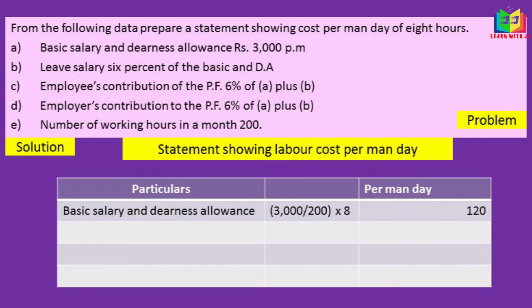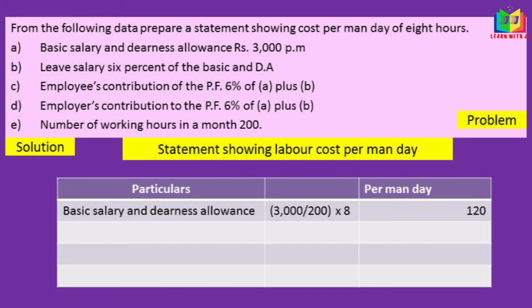So we have to divide this 3000 by 200. This 200 is nothing but the number of working hours in a month. So we'll come to know the basic salary and DA for 1 hour. That should be multiplied by 8 because the number of hours in a day is given. See in the first line, from the following data, prepare a statement showing cost per man day of 8 hours. So the number of hours in a day is 8, so we are multiplying it by 8.